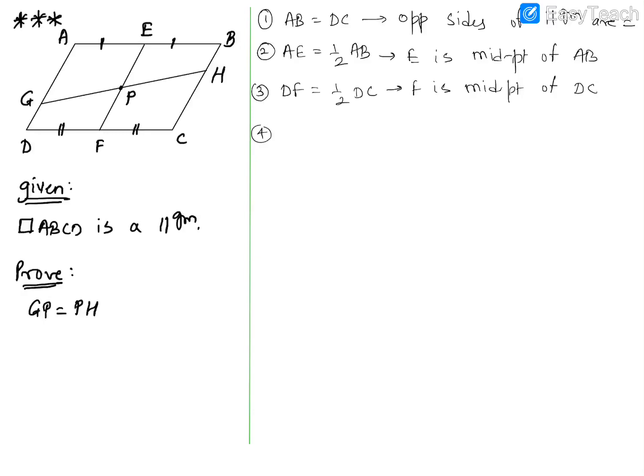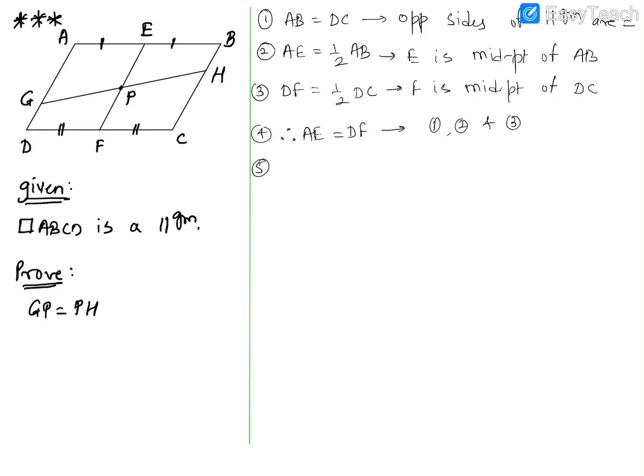Then fourth statement. Now we can say DF is half of DC, and AE is half of AB. So if you compare the 3 statements, we can also conclude what? That therefore AE is equal to DF. What will be the reason? From 1, 2 and 3.